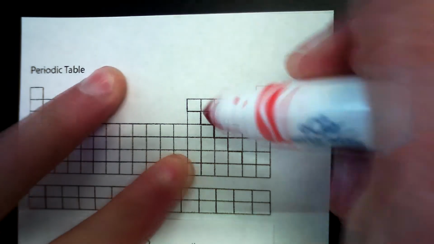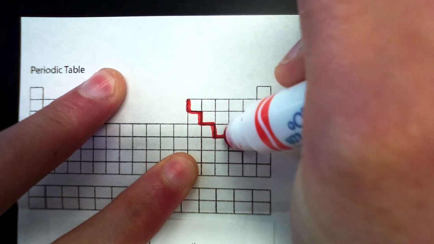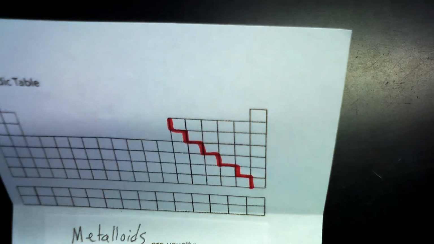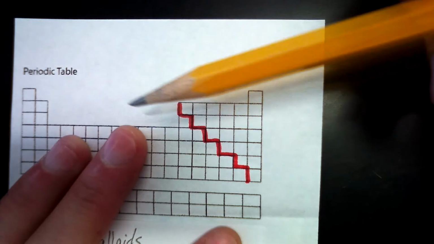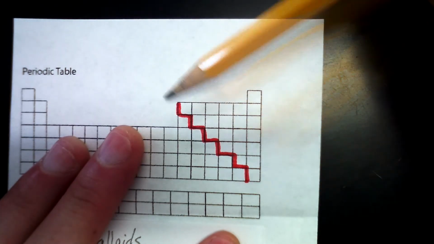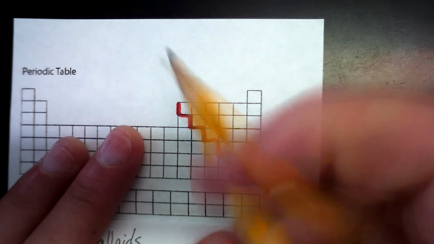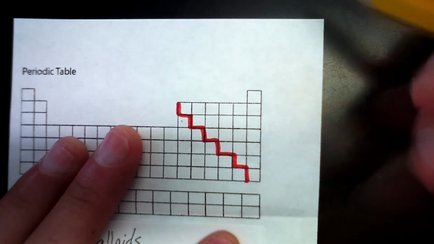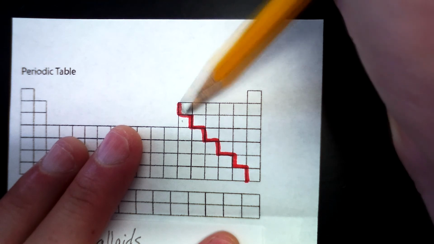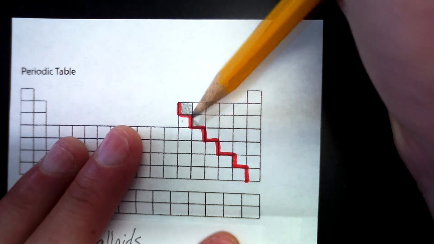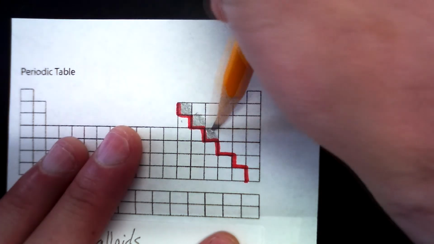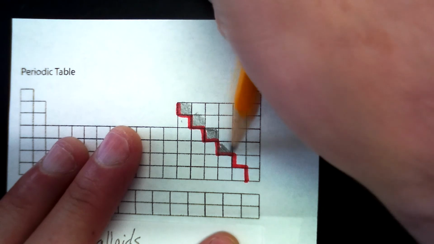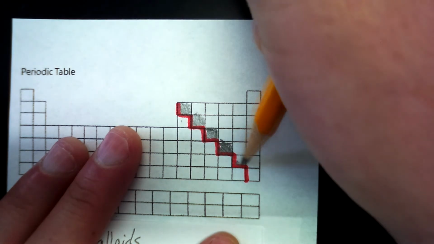Just like before, we're going to make a stair step. Okay, and then we're going to shade. Now, keep in mind, everything that the stair step touches is going to be a metalloid, except this one, which is a metal. That's aluminum. And while I'm doing this, I want to remind you guys, if you look each of these up, like say on Wikipedia or another website that deals with elements, some of these that we say are metalloids might not be considered metalloids by all scientists.